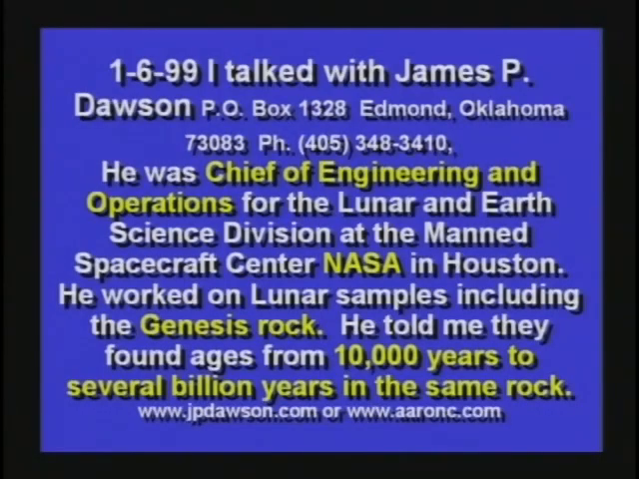I talked to him back in '99, and he's in Oklahoma. There's his phone number. He was Chief of Engineering and Operations for the Lunar and Earth Science Division of the Manned Spacecraft Center in NASA in Houston. He worked on lunar samples, including the Genesis rock. He told me they found ages from 10,000 years to several billion in the same rock. His website, jpdawson.com. How can one rock be 10,000 years old and several billion years old at the same time?